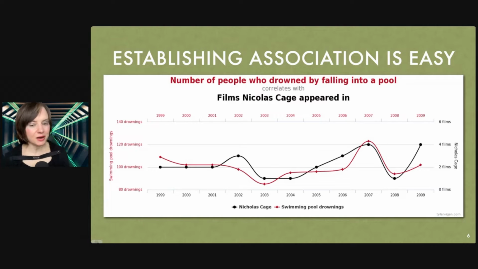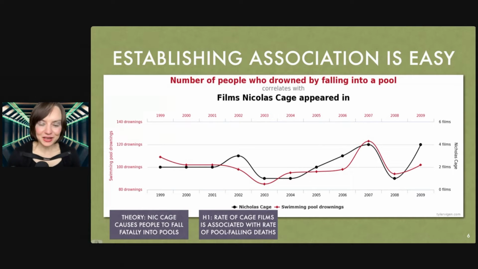Now, we're not getting hung up on the strength of the association, but if we just plot these two trends, we see that over time, the trend of, in red, number of people drowning by falling in a pool actually associates with films Nicolas Cage appeared in. Now, a causal story would say there's something about films Nick Cage is appearing in that's causing drowning, or that drowning causes Nick to do films.